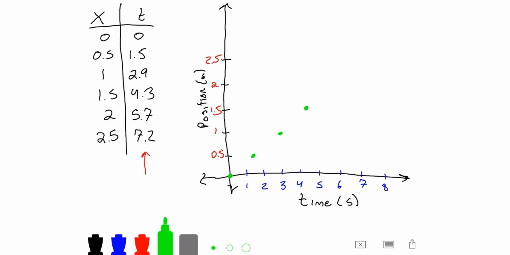At 2 seconds, we're at 5.7, so a little bit more than halfway. That's going to be about right here. And at 2.5, we're at 7.2, so a little bit more than 7 puts me about right there. Now again, I am just eyeballing this, but now I have a pretty good position-time graph, and I can fill in the dots with a nice dashed line.